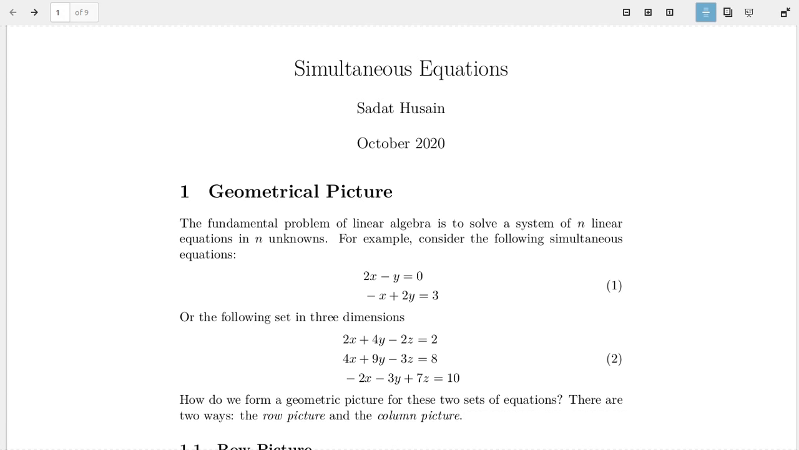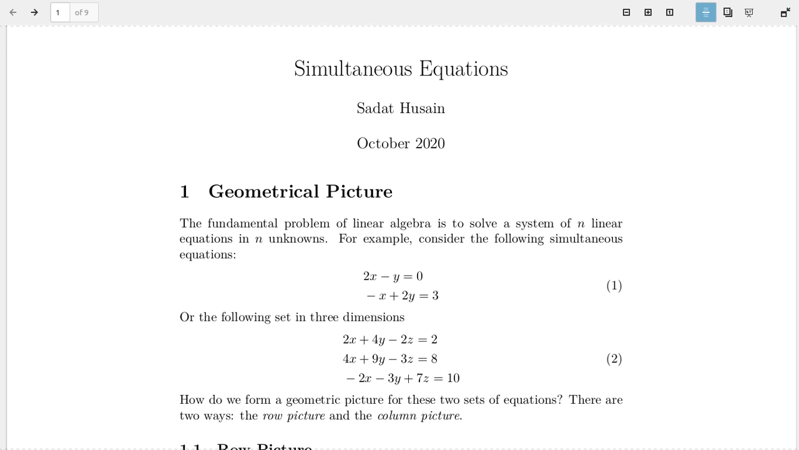All right, people. So, welcome to your third lecture. In this lecture, we'll be trying to solve the fundamental problem of linear algebra. The fundamental problem of linear algebra is to solve a system of n linear equations with n unknowns, as in the number of equations equals the number of unknowns.